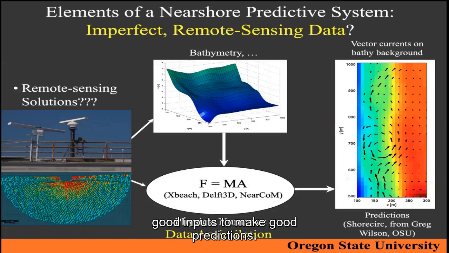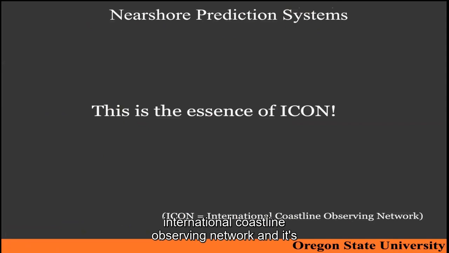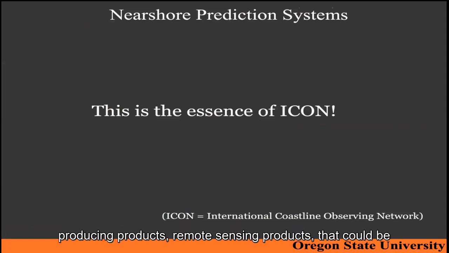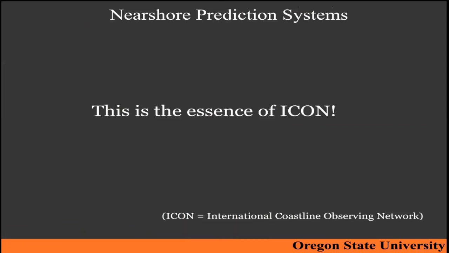to make good predictions. This is the essence of a concept called ICON, which is International Coastline Observing Network. And it's something we're trying to develop among different countries, where you would have observing stations regularly producing products, remote sensing products, that could be fed operationally into models and to just see how well you do.